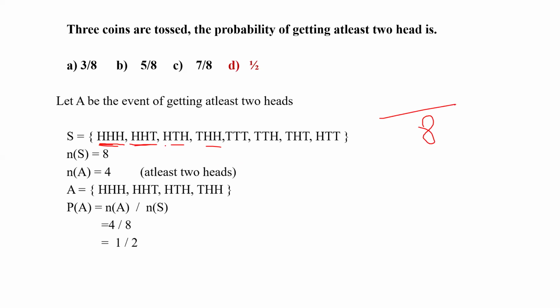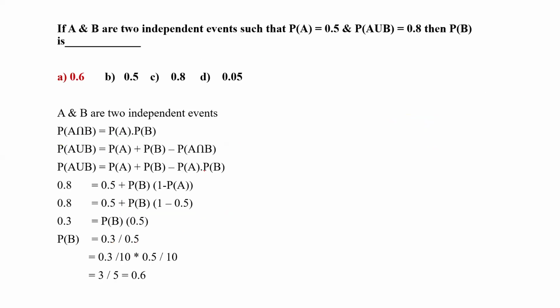Maximum anything will be there, 2, 3 also it will be there. So 2 heads, 2 heads. Here 1 head won't come. Totally 4 will come. So 4 by 8 equals 1 by 2. So 1 by 2 will be the answer. That's all. Okay, so next one.